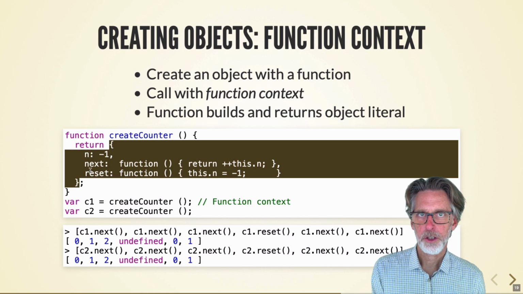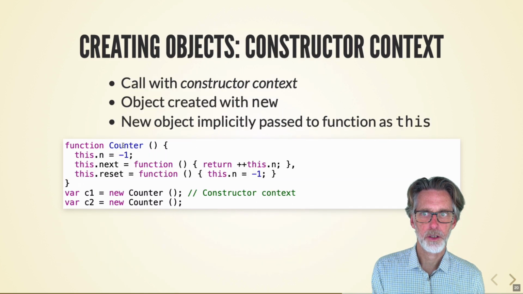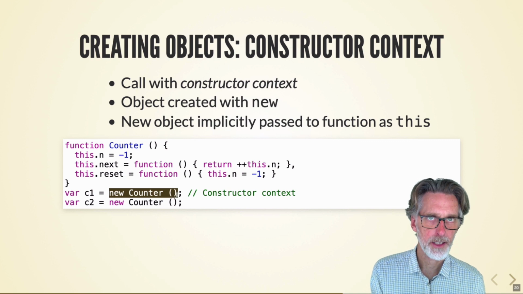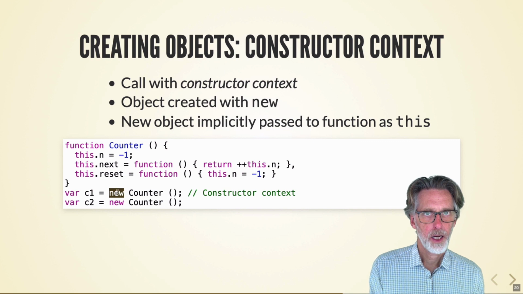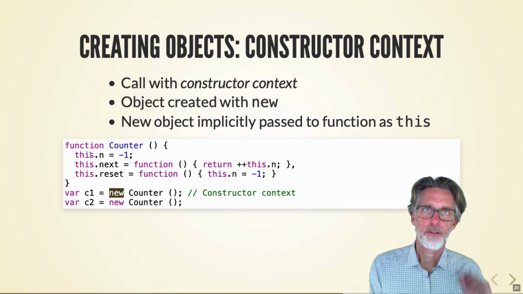Another formulation that's possible in JavaScript is to use a constructor. A constructor is simply a function that is invoked from the constructor context, that is, by preceding the function name with new. Any function invoked from the constructor context will have this bound to newly allocated memory.